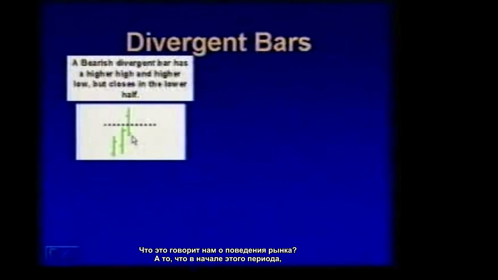Now, what that signifies in market behavior is that at the beginning of this period, no matter what time frame it is, whether it's 1 minute or 1 hour or 1 month, the buyers were in control and they were able to take the price up to here. But we know that at the end of this bar, again, no matter what time period we're talking about, the sellers were in control. Now, if you really want to get aggressive in trading, what you might do is sell this, even though it might be outside the alligator's mouth.